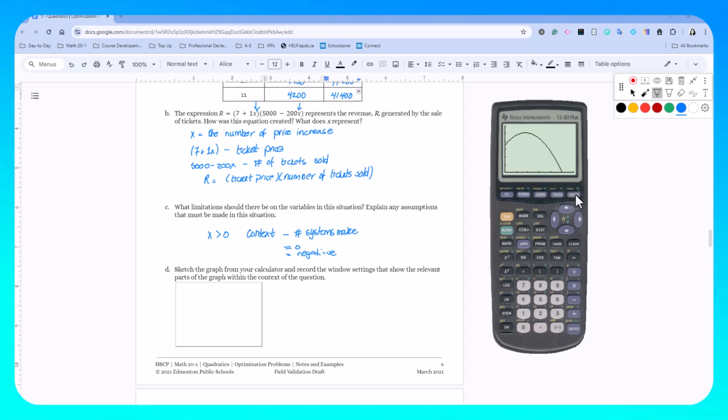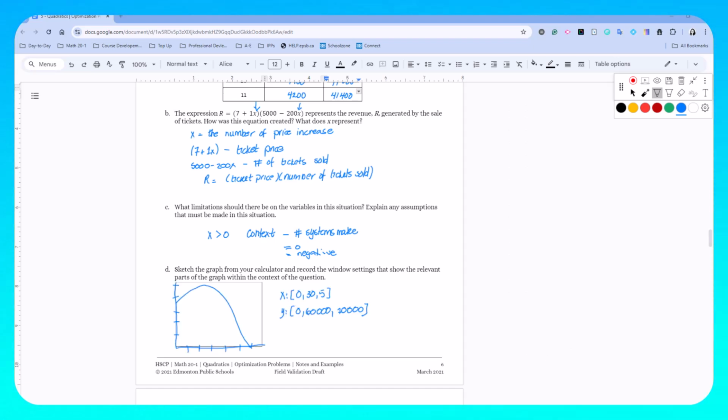So I hit graph. And there we go. See, you can actually probably bring this down a little bit lower if you wanted to, and it would still fit within. So notice every tick here represents 5. Every tick on the side here represents 10,000. So let's go ahead and draw that in. Okay, so this is what I have right here. For X, we always put min, max, and scale, and we do the same for the Y.